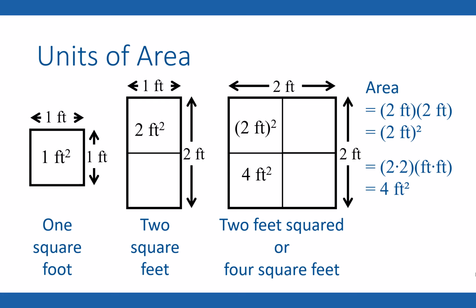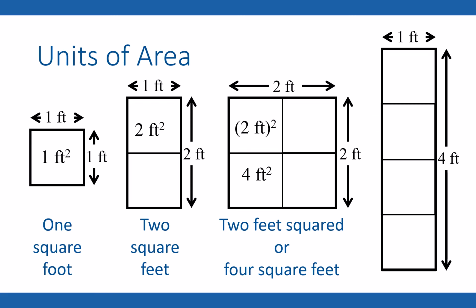The terminology here can be confusing. Pay careful attention to the order of the words. This is 2 feet squared, or 4 square feet. This last figure is 4 square feet, but it is not 2 feet squared. It has the same area as the large square, but not the same shape.